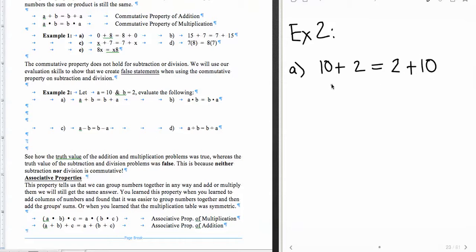For part A, I'm going to substitute in A being 10 plus B being 2, and I'm going to be looking at that being equal to 2, which is B, plus 10, which is A. And then I'm going to simplify each side. 10 plus 2 is 12, and 2 plus 10 is also 12. And so that checks, and that's what we found out, right? Addition is indeed commutative, because that makes a true statement.